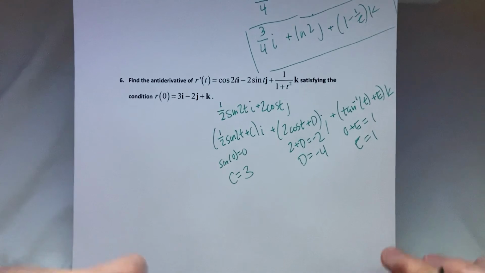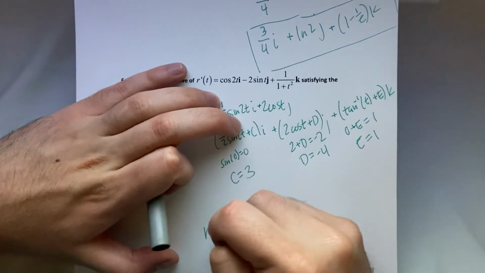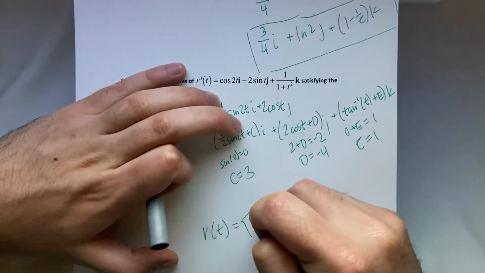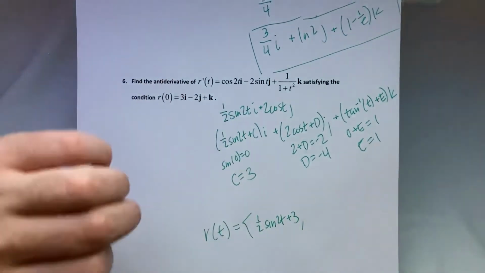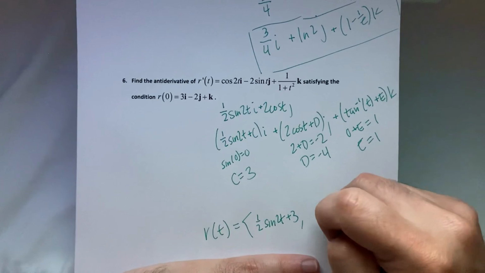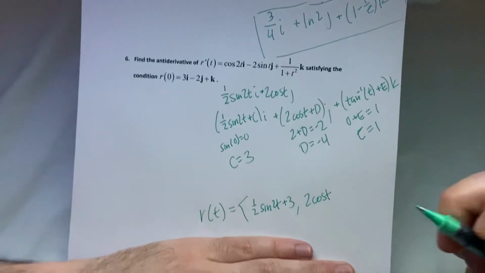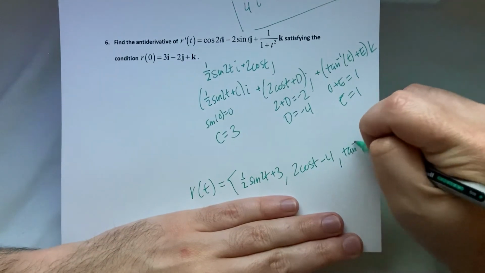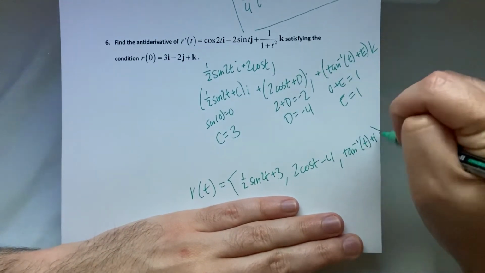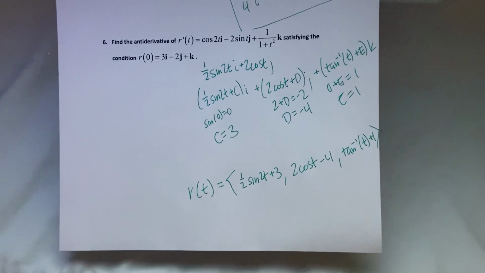As a whole, we can substitute those values back in to get the actual function. It's 1/2 sine 2t plus 3, component 1 anyway. Second component is 2 cosine t minus 4. And the final component is tangent inverse t plus 1. And that is all for 12.2.